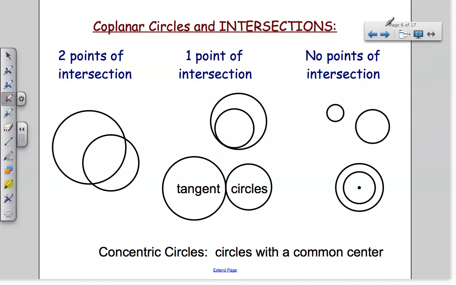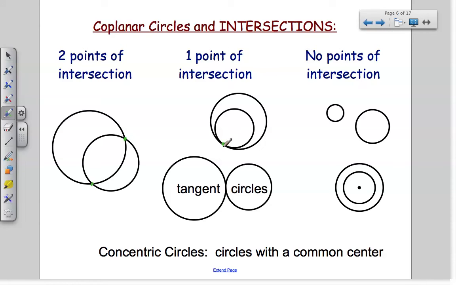Oh, we also talk about coplanar circles and the intersections that can be possible between 2 circles. The first case that is possible is, let's say you have 2 circles and they cross at 2 points. They have 2 points of intersection like these. And that would be possible with different size circles and a lot of different visuals, but 2 points of intersection is common. There could also be just 1 point of intersection.